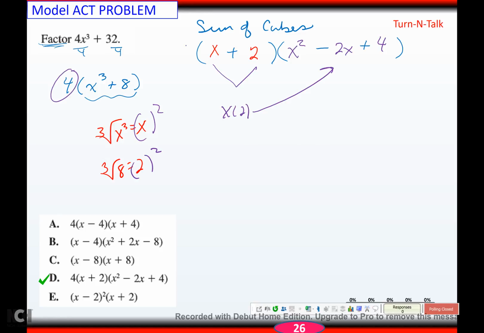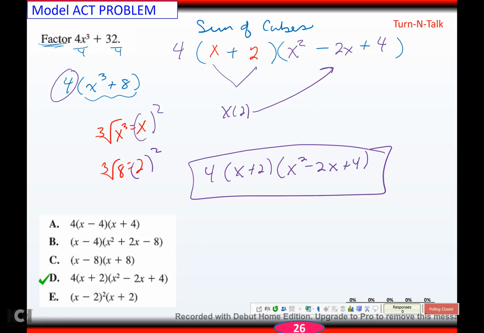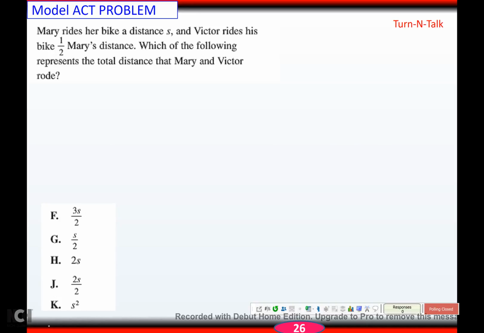So we still have the 4 that we GCF'd out. Then we have the bino, x plus 2. Then we have the trino, x squared minus 2x plus 4. And we have factored. Alright, try this one. Hit pause. Come back when you're ready.